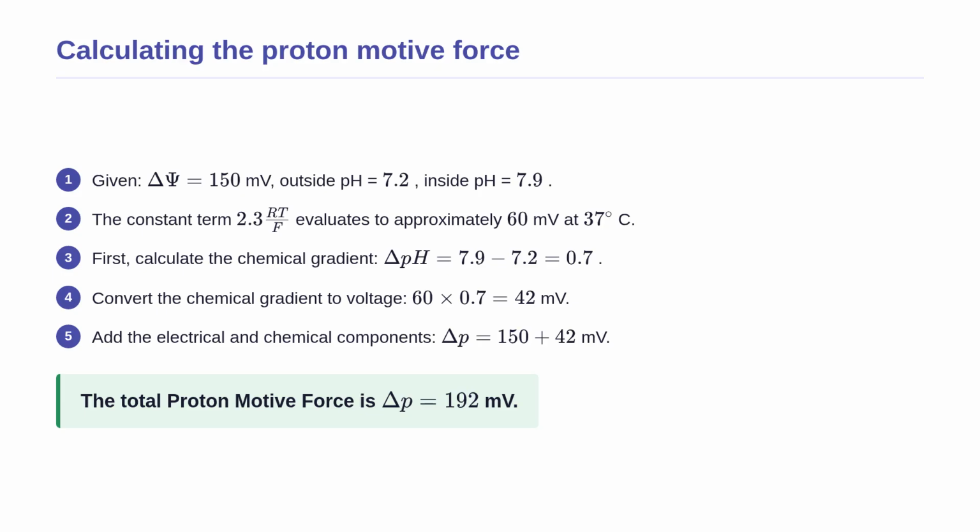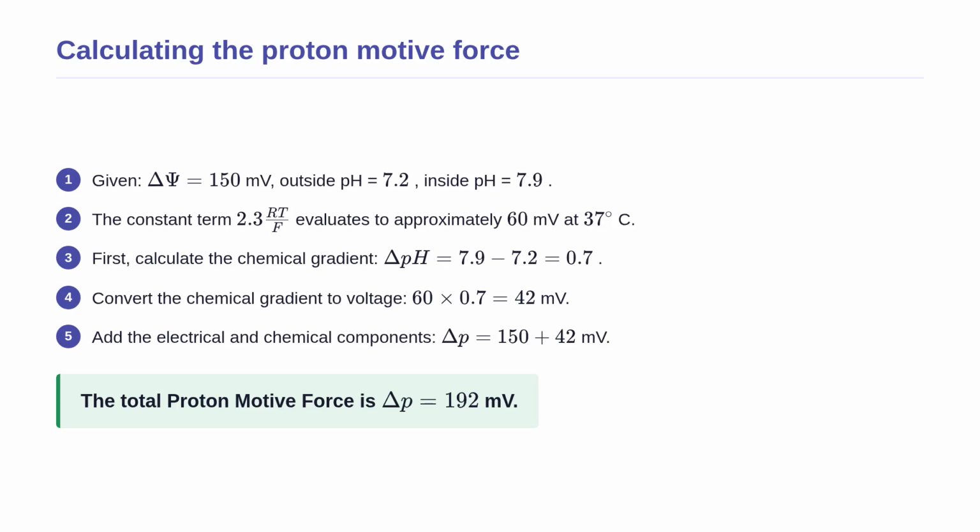Let us apply this formula with a concrete example. We want to calculate the actual proton motive force in a typical human mitochondrion at normal body temperature. We are given an electrical membrane potential of 150 millivolts. The outside pH is 7.2, and the inside pH is 7.9. At body temperature, our constant term evaluates to roughly 60 millivolts.